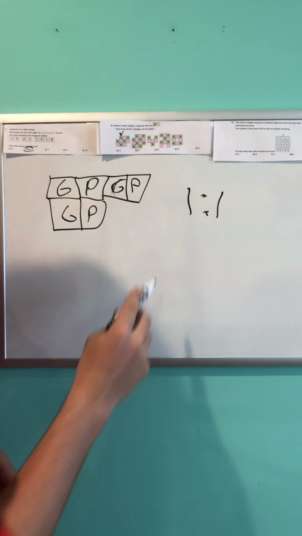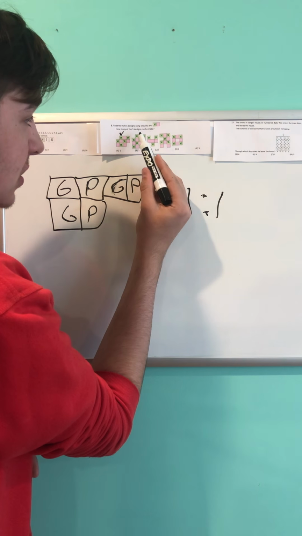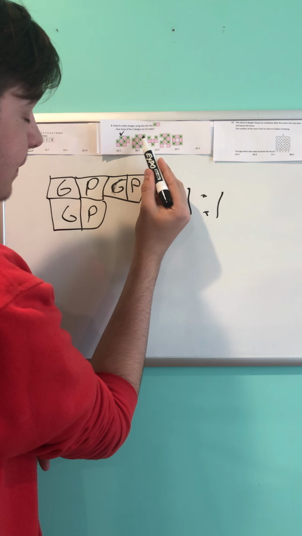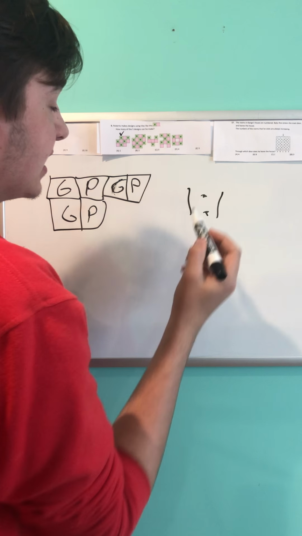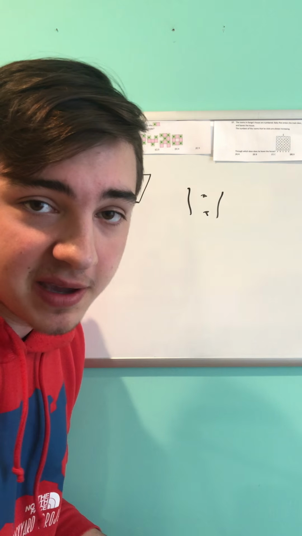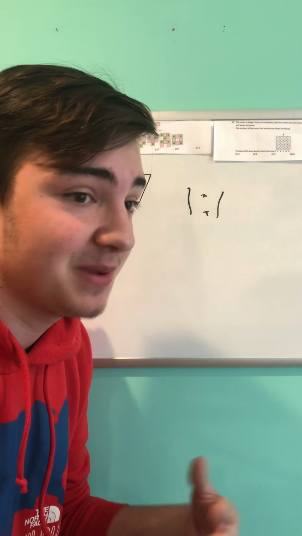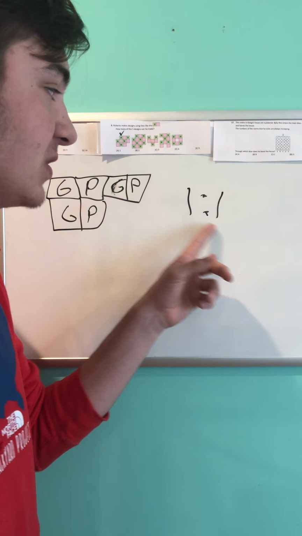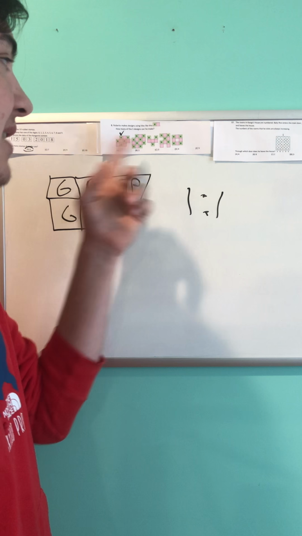Now, number 2, let's count the amount of green tiles. 1, 2, 3, 4, 5, 6, 7, 8. There are 8 green there. So how many pink should there be? There should be 8 pink, right? Because they're in a ratio of 1 to 1. It has to be the same amount of each.